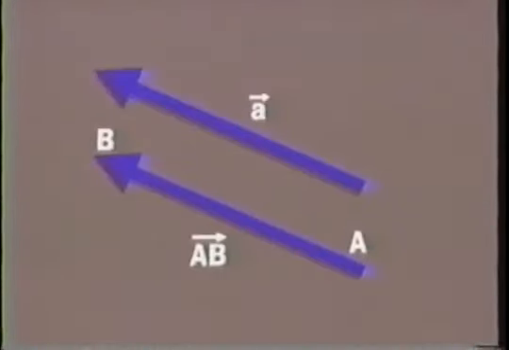That's right. There are two ways of naming vectors. Calling the whole vector by one letter, like A. Well, you mean small a, don't you? Yeah, or you can name it by its initial and terminal points, like capital AB.